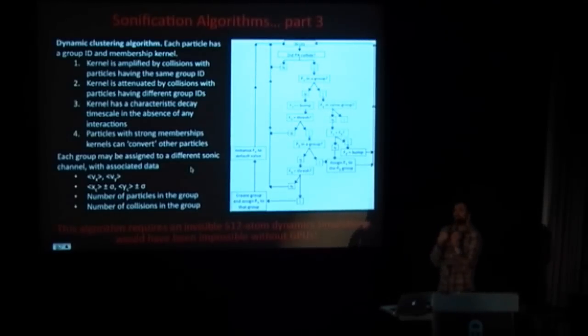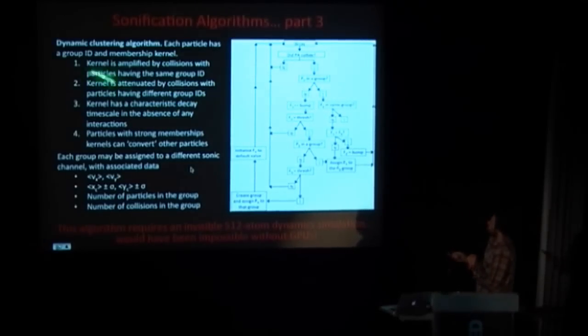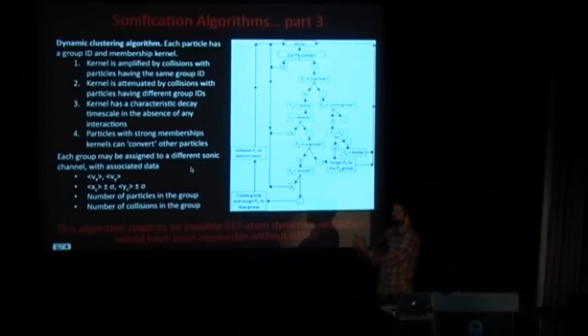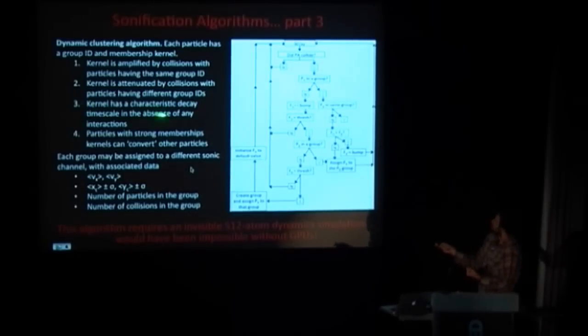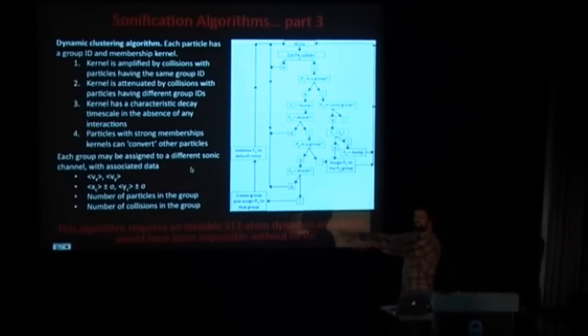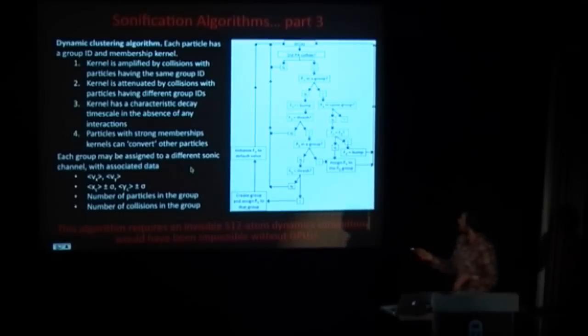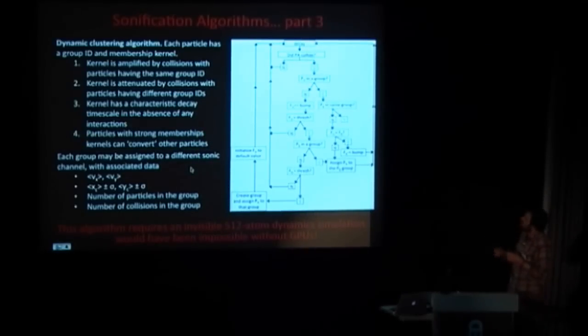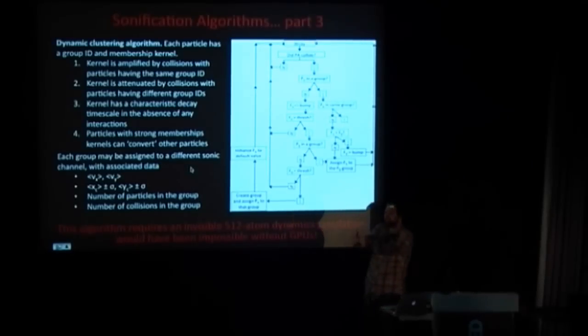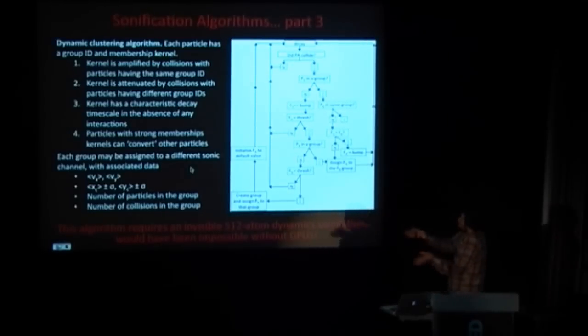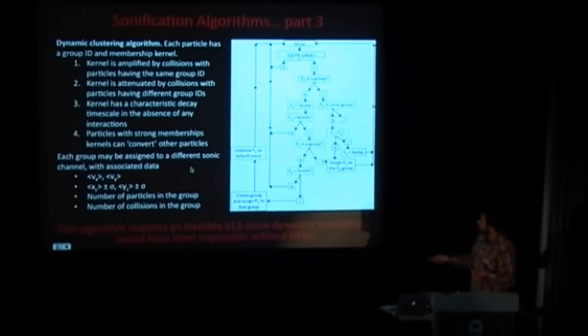So the particles feel a stronger sense of belonging to their group. The kernel is attenuated by collisions with particles that have different group IDs. So if a guy from one group meets a guy from another group, they both become less confident in what they believe. The kernel also has a characteristic decay time scale. If there are no interactions, it just decays into complete agnosticism. Particles with strong membership kernels can convert other particles. So if a guy that really believes something strongly meets a guy that doesn't, there's a stochastic probability he can convert that guy into his group. And this actually works pretty well. This is something we couldn't dream of doing before we did the GPU acceleration.